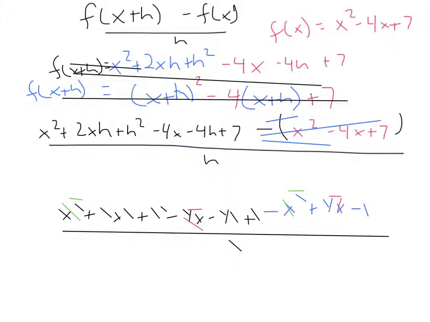Cool. And what's the next thing you see? The positive 7 and the negative 7. Positive 7, negative 7, and they go away.